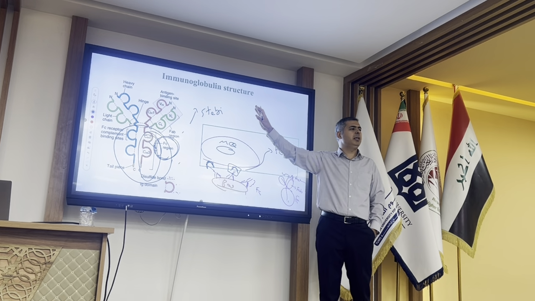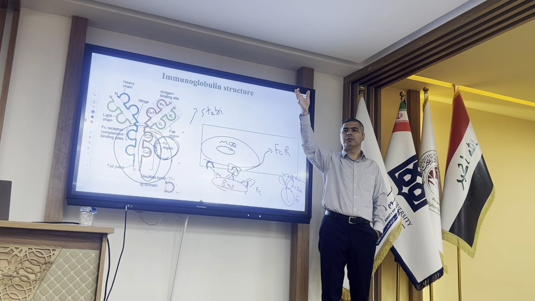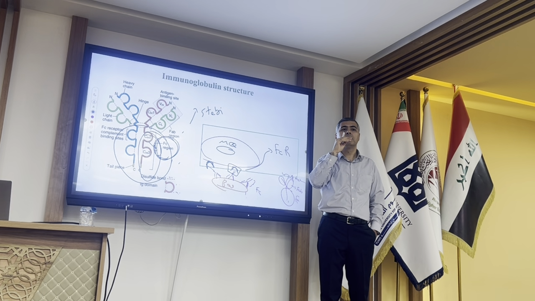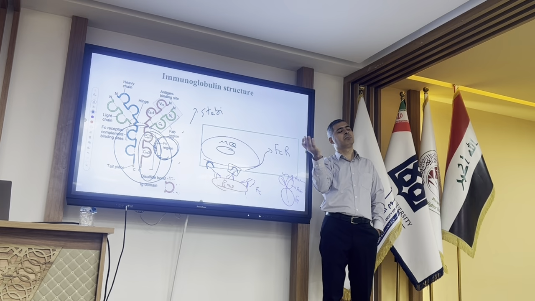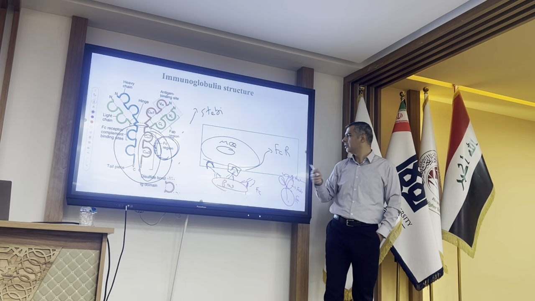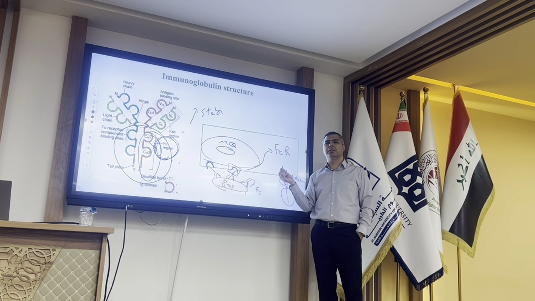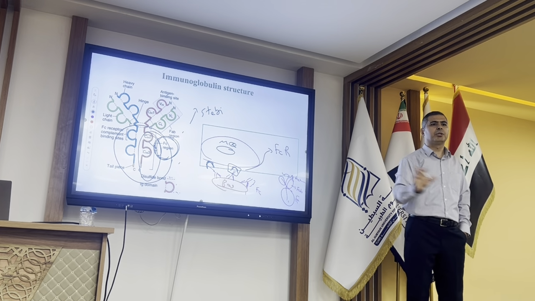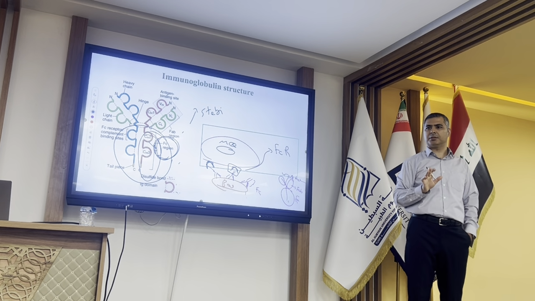What is an Fc receptor? Yes, you. What is an Fc receptor? Receptors recognize the Fc part of antibodies. Receptor for Fc. Receptor for Fc of antibody. It binds to the Fc of antibody. That's it. We have different types of antibody, so we have different Fc receptors.